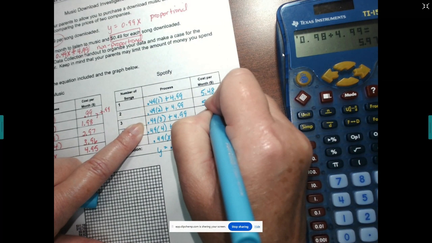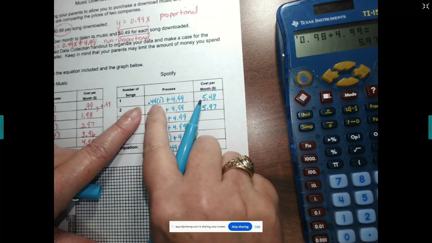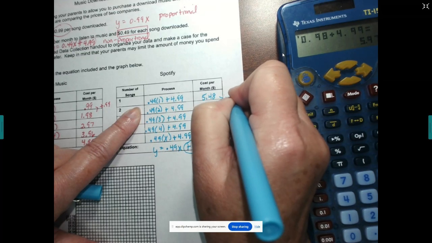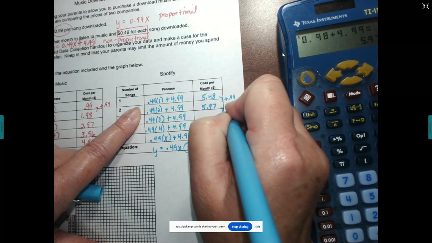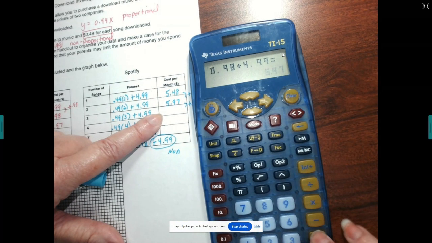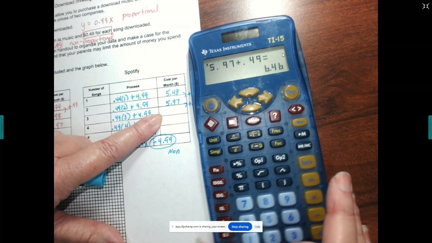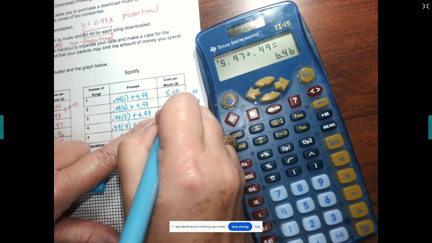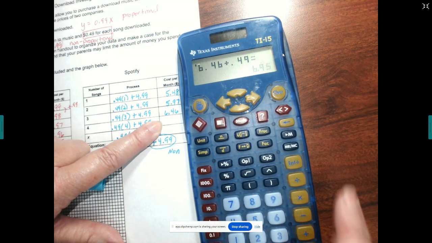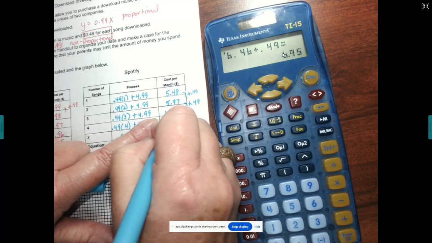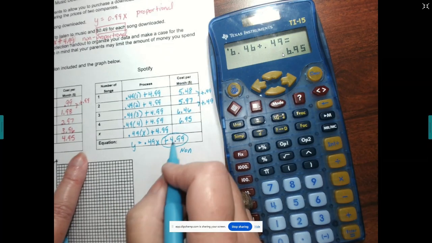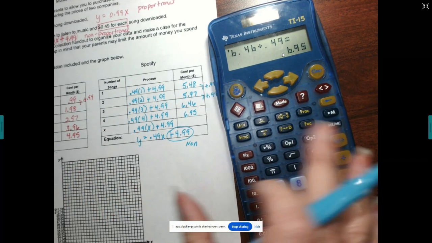Now, what you're going to notice is it's going up 49 cents for every song. So plus 49 cents. I can just take the $5.97 and add 49 cents. So my next one's going to be $6.46. And I can add 49 more cents for that next song, $6.95. Oh, we didn't have to do the X over here, but that's fine.